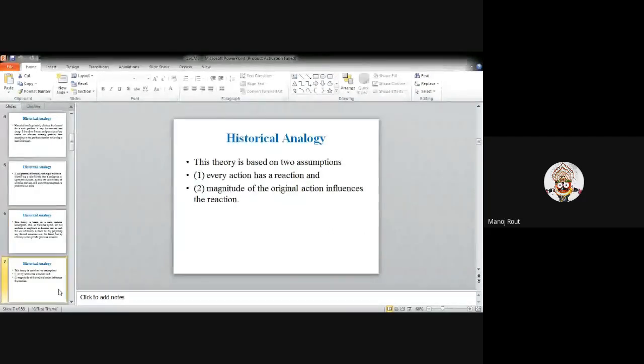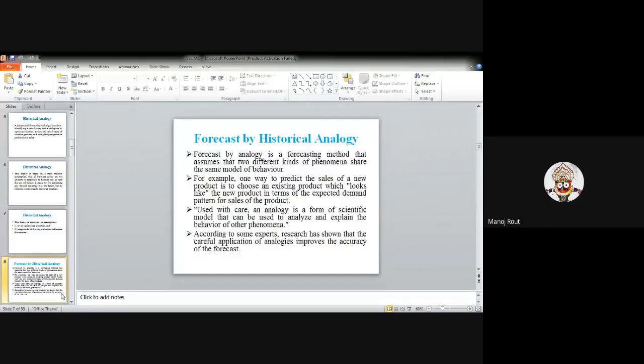So, as I told, the theory is based on assumptions. The first assumption is that every action has a reaction. The next is the magnitude of the original action and the influence of that particular reaction. These are the two assumptions included in historical analogy theories. We will discuss those things.